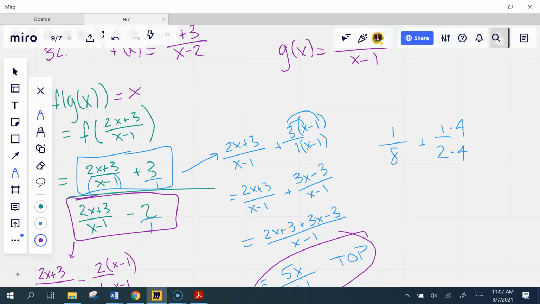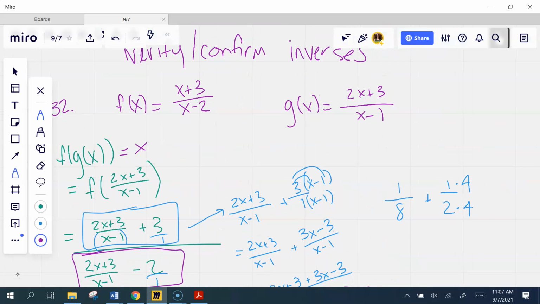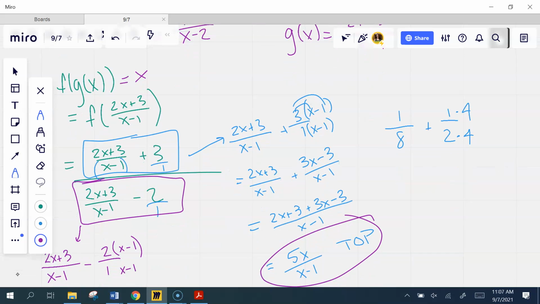So you will have the other half. That's just half. Right?